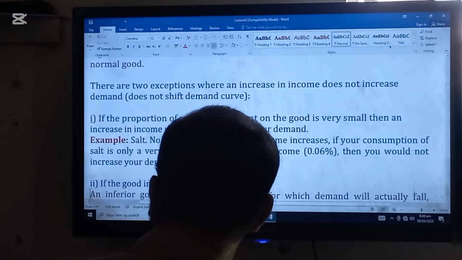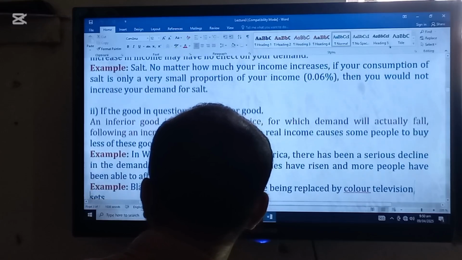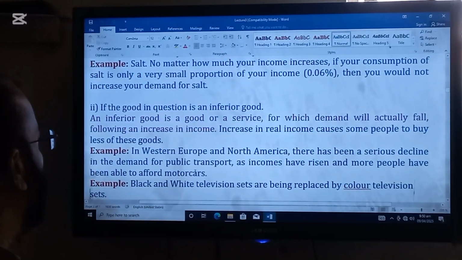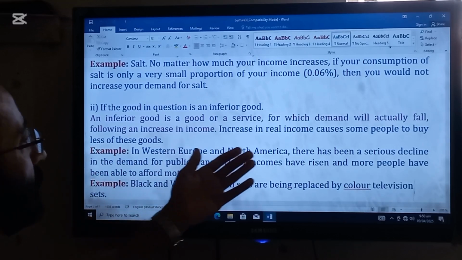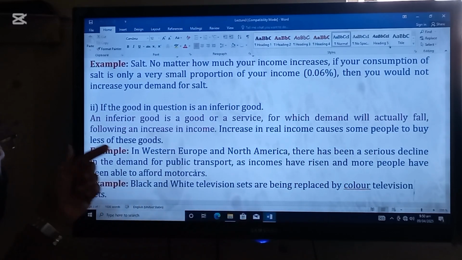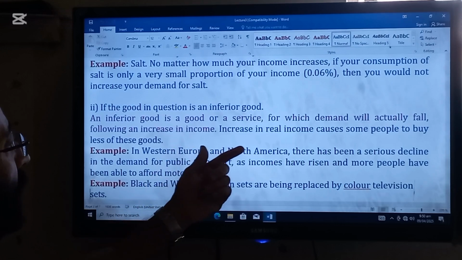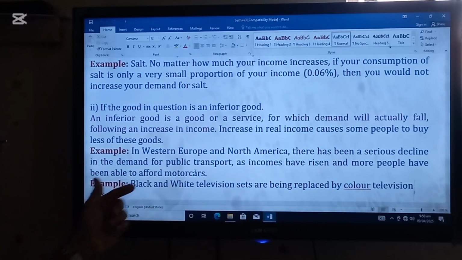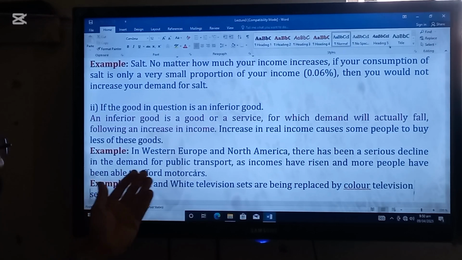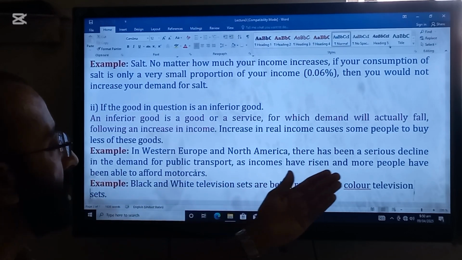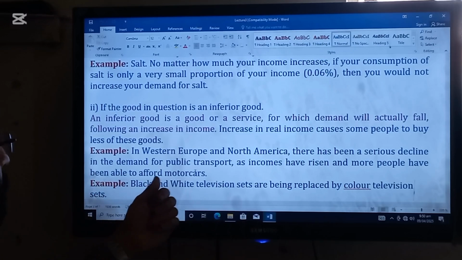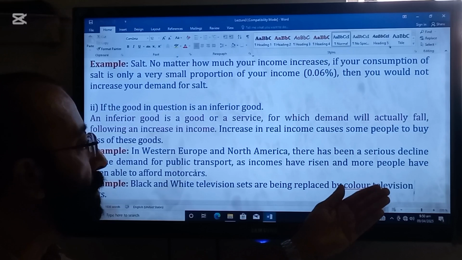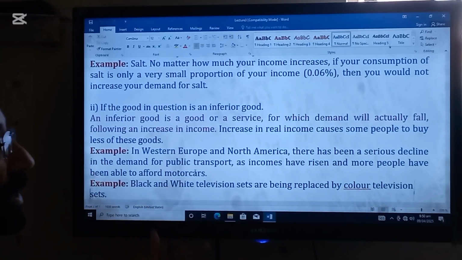And the next case is if the good in question is an inferior good. An inferior good is a good or service for which demand will actually fall following an increase in income. Increase in real income causes some people to buy less of these goods. Examples are here. In Western Europe and North America, there has been a serious decline in the demand for public transport as incomes have risen and more people have been able to afford motor cars.